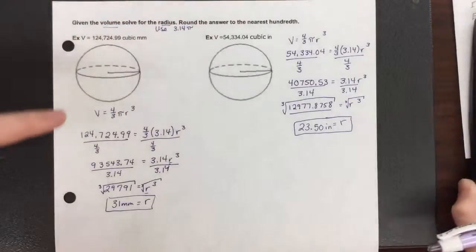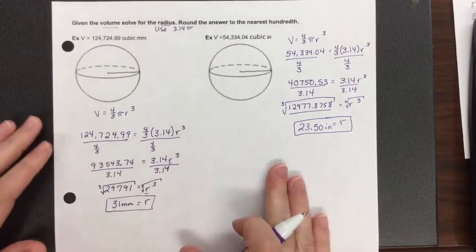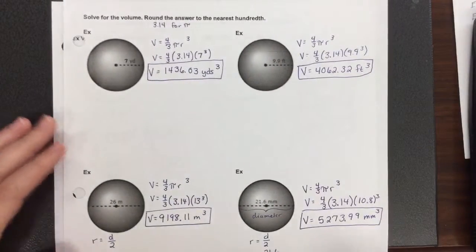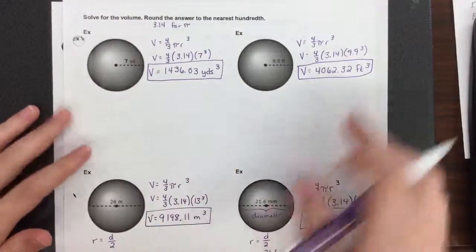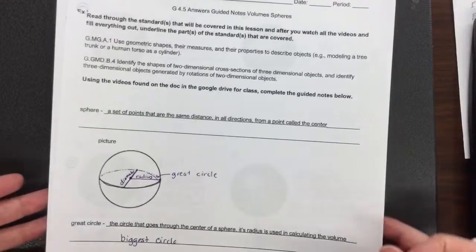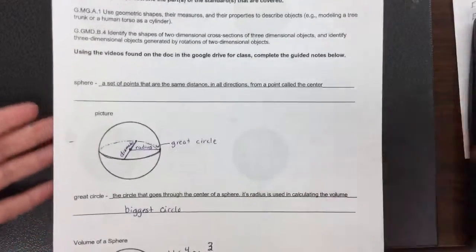So there's how, if you're given a volume, to solve for a radius for a sphere. We did a couple examples where given a radius or a diameter how to solve for the volume of a sphere, and we talked about the definition. If you have any questions for me, be sure to write them down and ask when you get to class.